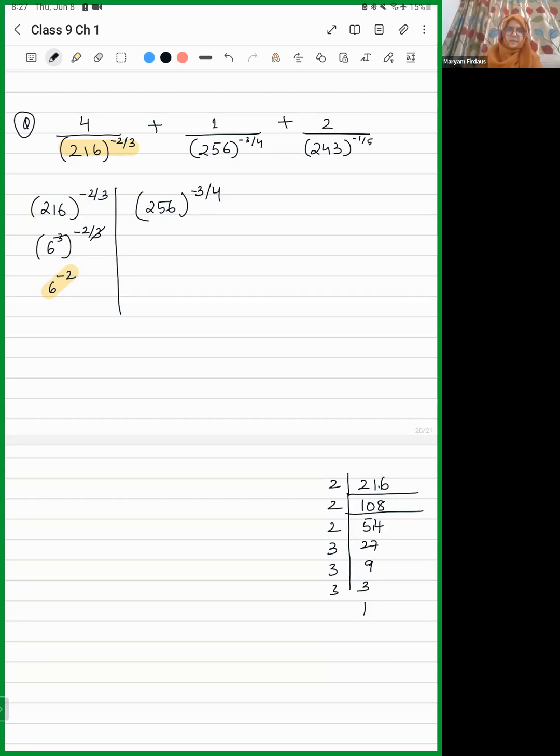Now, what about 4? Which one? Are you talking about this? No, ma'am, 4 by 216. Yeah, this one. We are going to solve this one by one. First, we are solving all the denominators so that we don't have to write this entire thing again and again. Yes, ma'am, solving only the denominators.